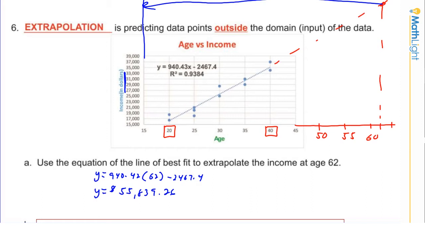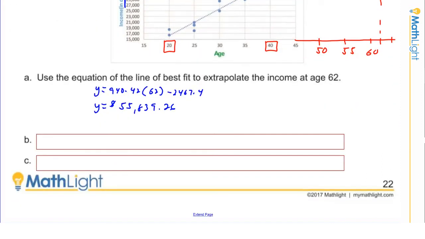Notice the line is heading up as you go left to right, which means the outputs are continuing to increase. And such is the case. And by the way, you'd love to have your salary continue to increase with time, right? And so that's what we have there.